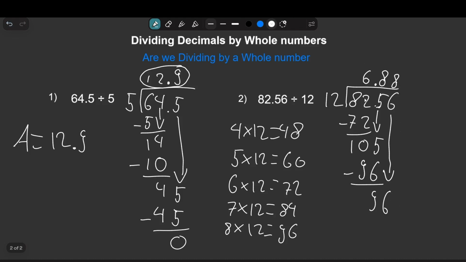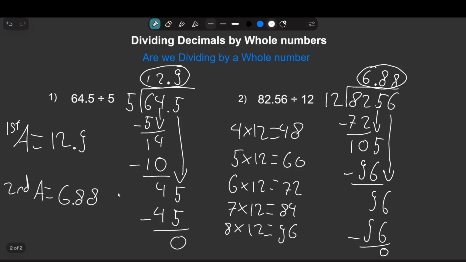So now we multiply again. 8 times 12 equals 96. We subtract 96 by 96, and we get a perfectly cut 0. So this will be our final answer of the second example. So this is our first answer, and this is our second answer. Our second final answer will be 6.88. So this was basically the video, guys, on dividing decimals by whole numbers and using the 5 steps.